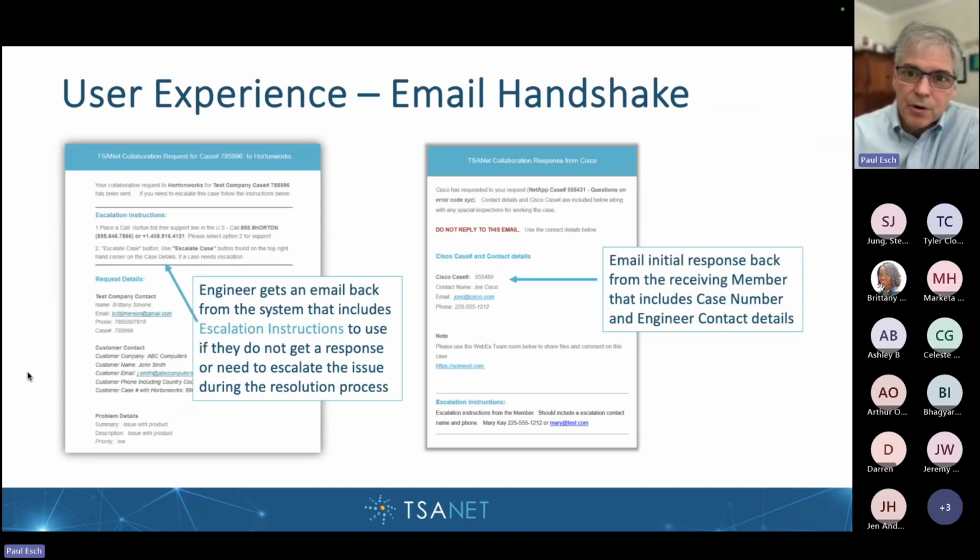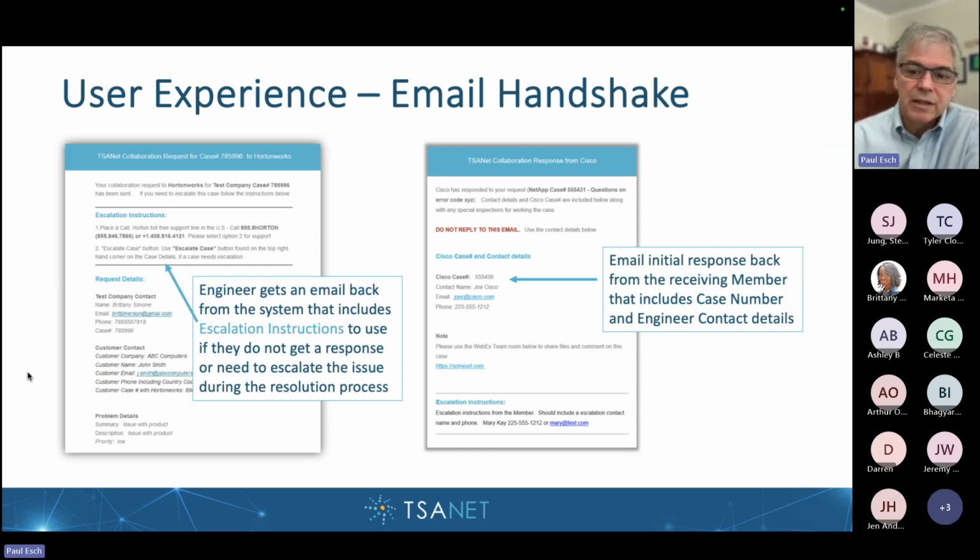So the user experience as far as the email handshake goes is what you see here. As soon as they press submit, they get an initial email. And the important thing here is you can see this embedded escalation instruction. So they know automatically, right? Hey, if something goes wrong here, this is what I should do. So it might be a phone number, might be a manager contact, could be a duty manager process, right? Whatever is appropriate for that vendor that you're collaborating with. And then the second email they get back is the initial response. And you can see here, this does include the case number, who the engineer contact is, and contact information. So again, this is really what the engineer needs to continue the conversation.